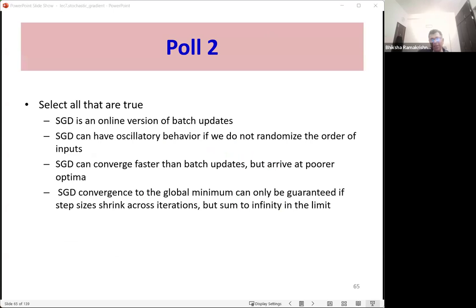And that leads us to our second poll. Let's see, poll 2. Can you see the poll?